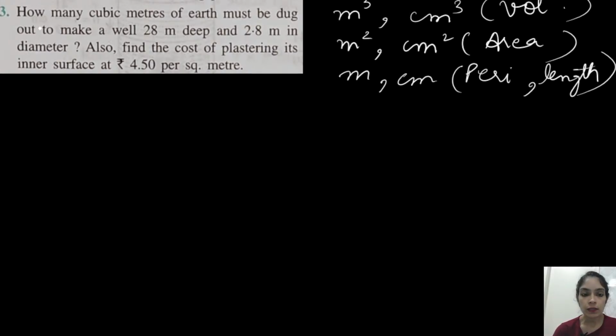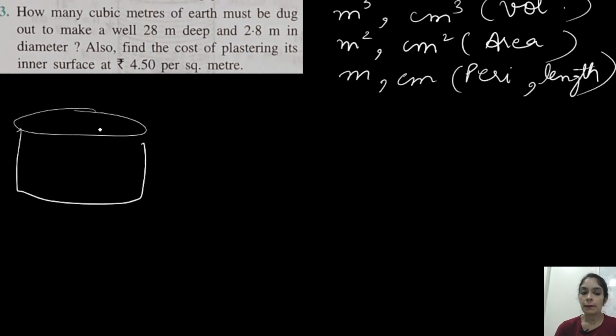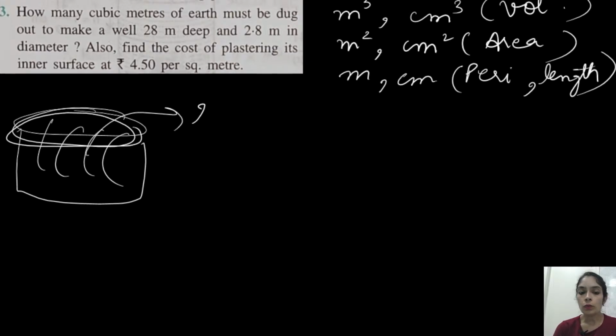Now here what is given to us? How many cubic meters of earth must be dug to make a well 28-meter deep and 2.8-meter in diameter? Okay, so what is happening here? One situation is there. From here we have to dig out earth. That means that mud we have to remove so that it will become a cylinder whose radius is equal to, see, radius we can find from the diameter by dividing it by 2.